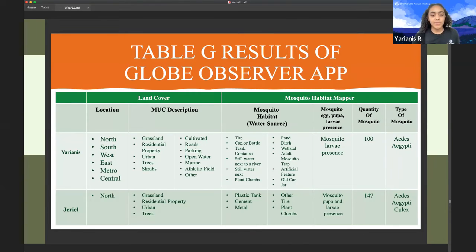In the table of results of the GLOW Observer app, we divided it by the land cover. We divided the location and MUC description. And in the mosquito habitat mapper, we measured the mosquito habitat where we find the water source, the mosquito egg, pupa, larvae presence, and the quantity of mosquitoes, that in Yarianis was 100 mosquitoes and in Yariel 147 mosquitoes, and the type of mosquito. Only in Yarianis Aedes aegypti and in Yariel Aedes aegypti and Culex.